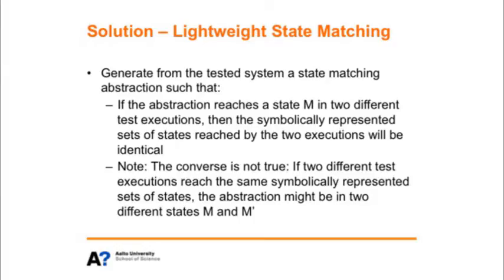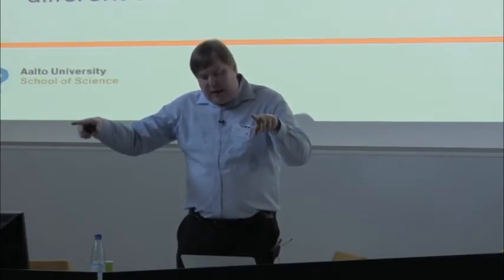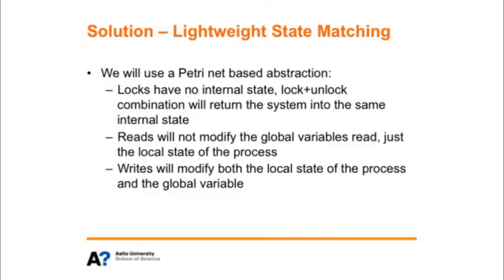So we can come up with something called lightweight state matching in such a way that we do an abstraction of the system such that if that abstraction reaches a state M in 2 different branches of the test suite, if those states are equivalent in the abstraction, then the symbolic states are also equivalent, but not the other way around. It might be that symbolic states are equivalent, but we might need an SMT solver to figure that out. So sometimes we can cut, but we do not guarantee you to cut. Okay, so let me show you the way how we do this.